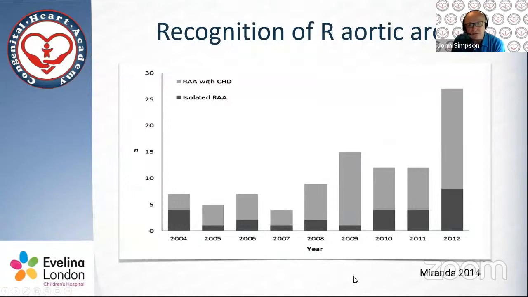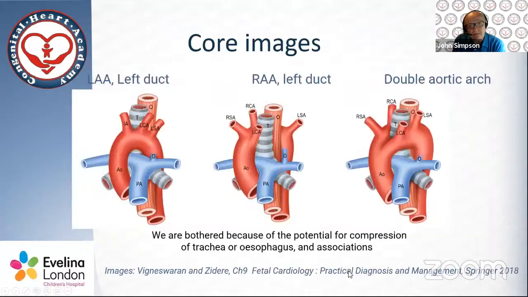So if we look at things, this is from Joanna Miranda's data right back to 2014, where you can actually see that when some of the new guidance came in around 2010, 2011, even at that point, we were seeing a big increase in the number of cases with right aortic arch, with congenital heart disease and isolated right aortic arch being detected. So these are some of the core images which I think we need to have in our minds when we look at the fetal scans.